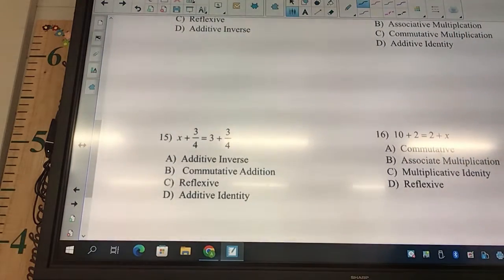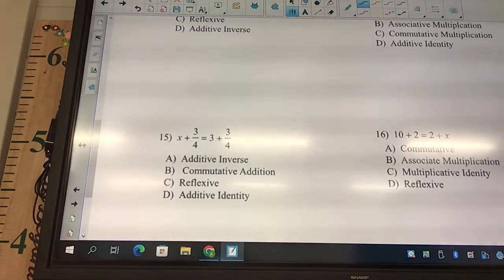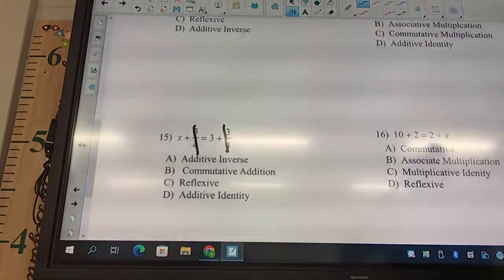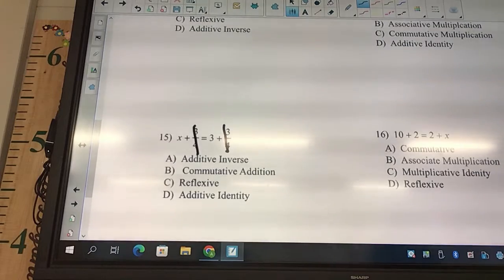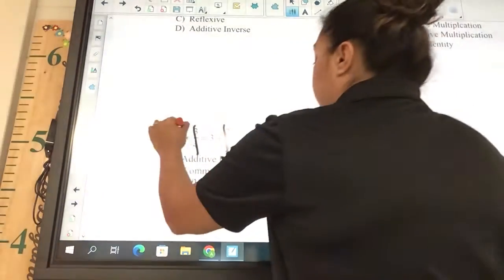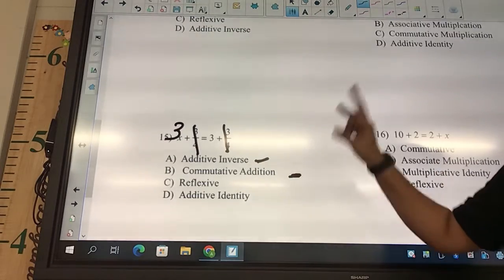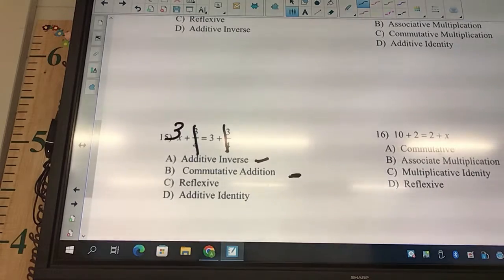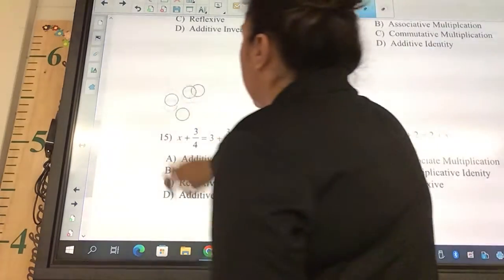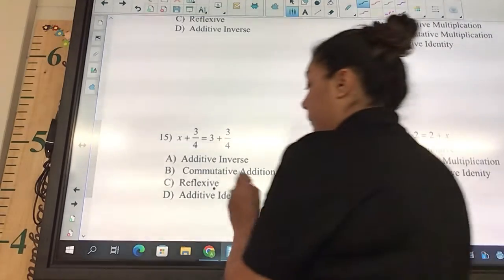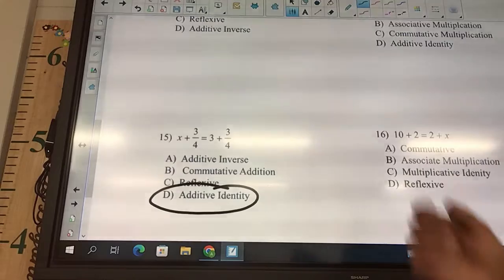Okay, 15. What does x have to be in order for that to be true? It says this side equals this side. So I know 3/4 equals 3/4, right? What do I have left? X and 3. So what does x have to be? 3. Okay, so what is this one? Are we adding a negative? Is this an inverse? Commutative means like 3 plus 3/4, or 3/4 plus 3. Reflexive or additive identity? I'm going to go with additive identity. And I'm going to do the other side for you as well.